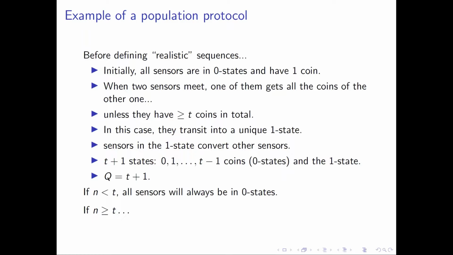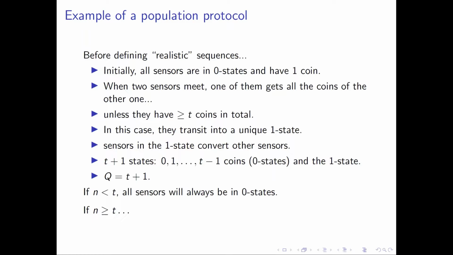And then if these two sensors meet other sensors, they also convert this into thinking that... so there is a unique 1 state which is kind of absorbing. So in total there are t plus 1 states. There are t states, the 0 states, which represent a sensor that can virtually have 0 coins, 1 coin, 2 coins, and so on up to t minus 1. And there is also a unique 1 state.